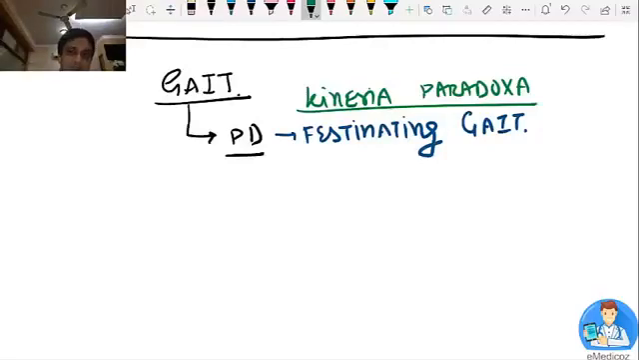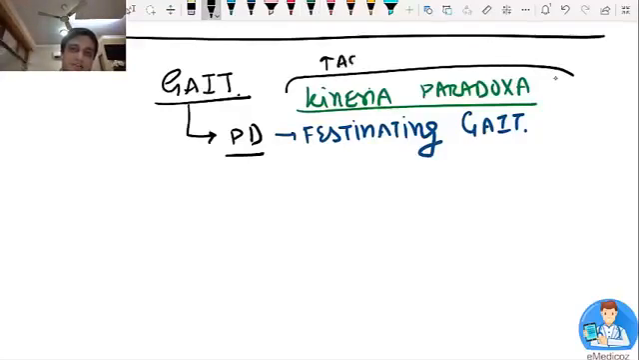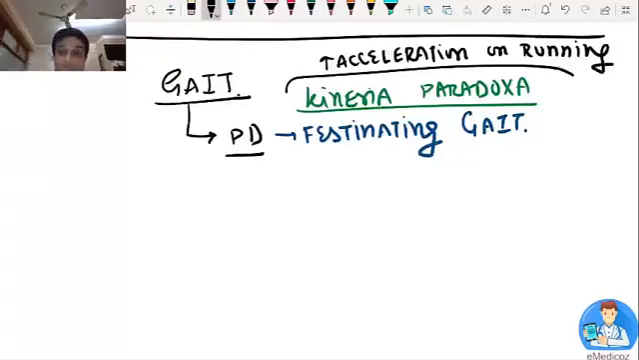Now, what is the meaning of the word paradox here? There is an increase in acceleration on running. So if at all you get a good rank in any of the exams, you have to come to Delhi to give a personal interview with us. And that was Sumer's chamber where he sits most of the time. So that's your dream destination at least. As they rightly say, kabhi aao haveli pe. So there is a sudden increase of acceleration on running. It's known as kinesia paradoxa.